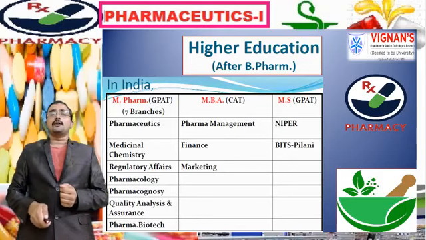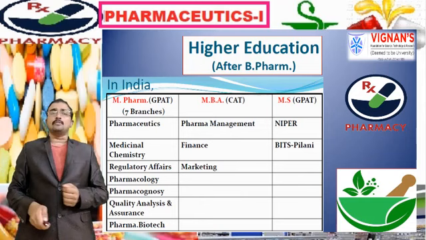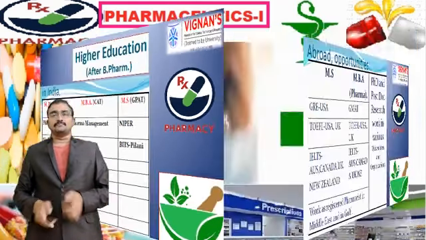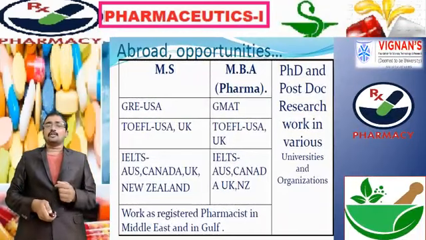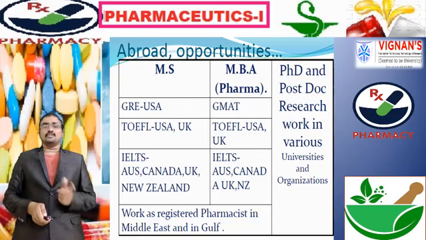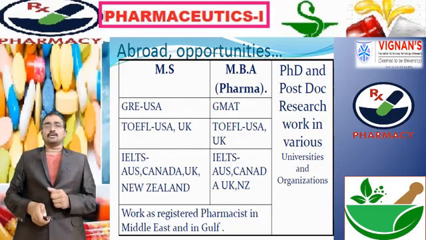These higher education options are available in India itself. So I am showing in this tabular column the higher education options available in India after B.Pharm. After B.Pharm, what are the higher education opportunities abroad? If you are willing to do the MS program, you have to go to the US mainly, and you try to qualify the GRE exam and also the IELTS exam. So GRE with IELTS or TOEFL with GRE, you need to qualify, then only you are eligible to go to the US.